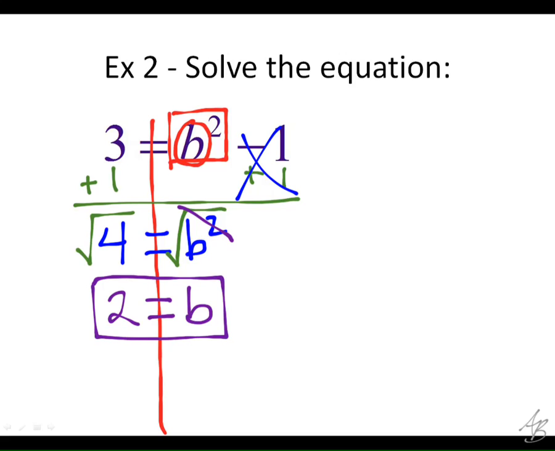Does anybody know how I would write that to show that it could be positive 2 or negative 2? You don't have to do this, but this is just something you may see later on. You can put a plus or minus sign out front here. So what this symbol means right here is it could be a positive 2 or it could be a negative 2. We're not going to use that. But if you see it, that's what it means. It could be either one of those.